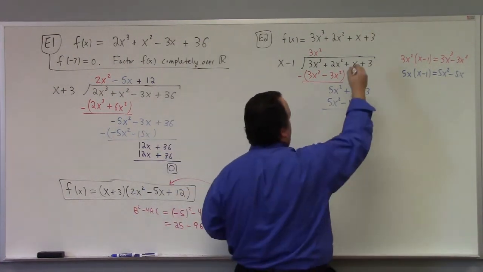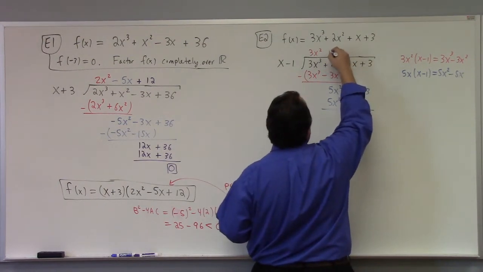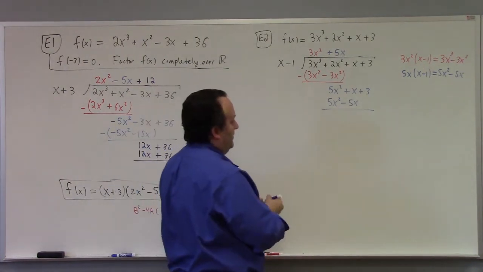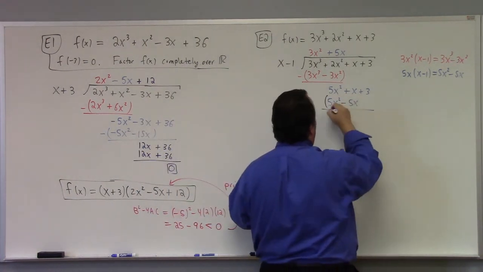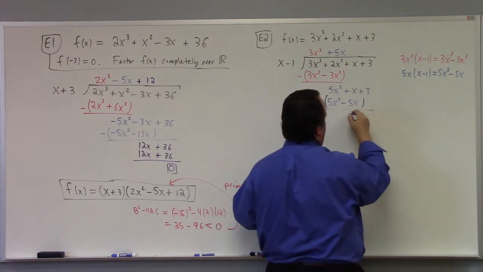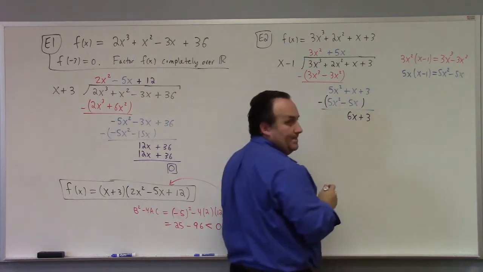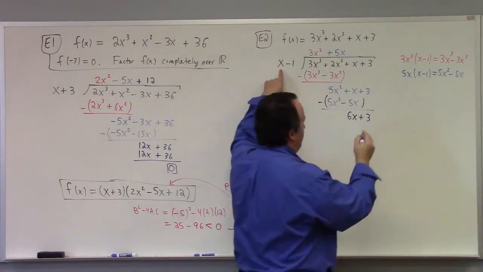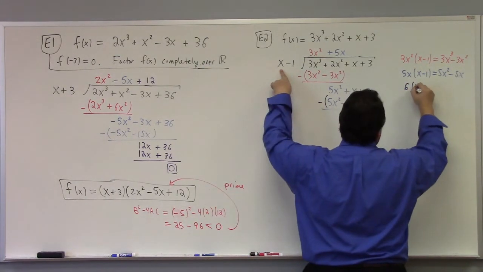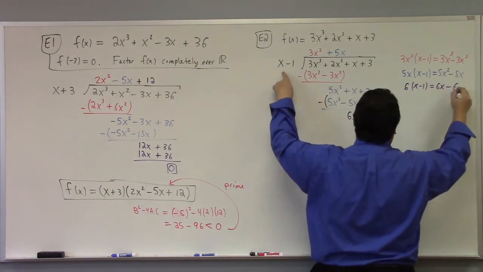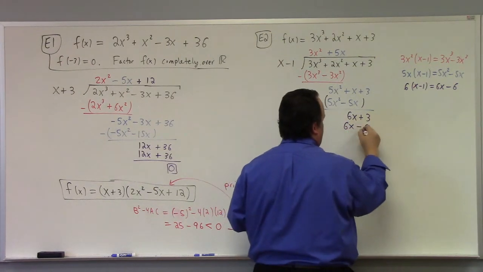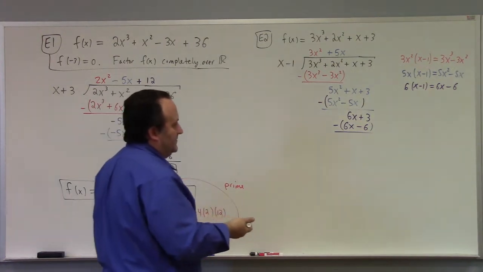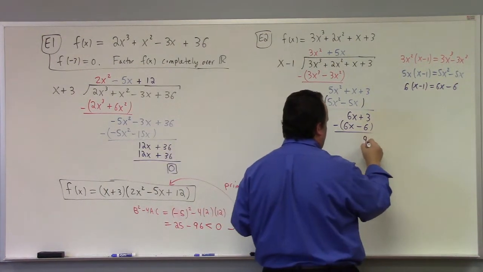I almost forgot. I got to write the plus 5x up here, right? So we do that. Okay, great. And then I take my difference, and that gives me 6x plus 3, right? So then how do I get a 6x from this? Well, I need 6, right? 6 times x minus 1, 6x minus 6. So we get 6x minus 6, we take the difference, right? What happens is we get 9, right?